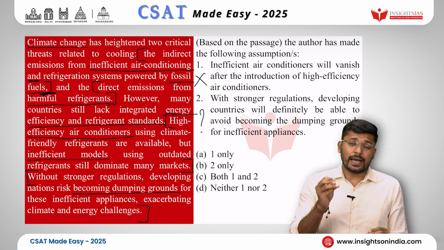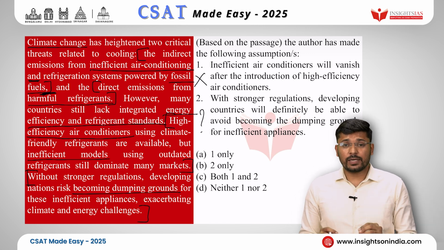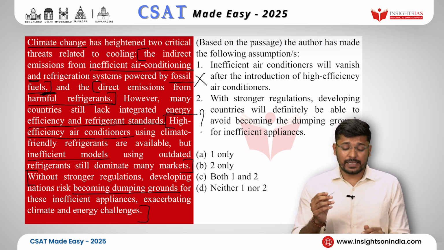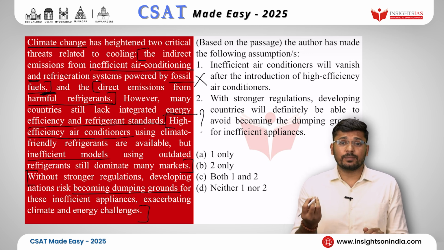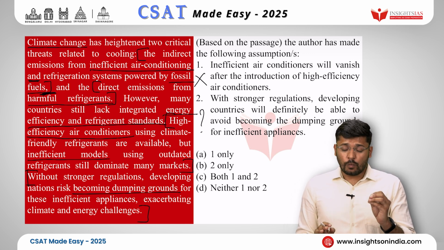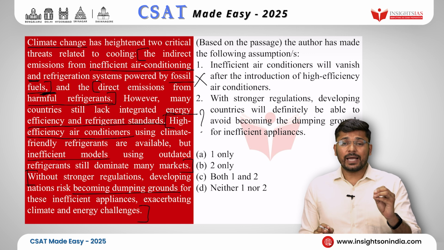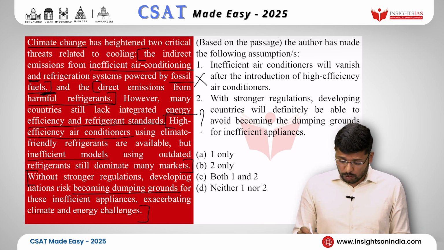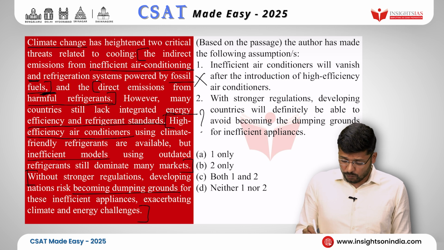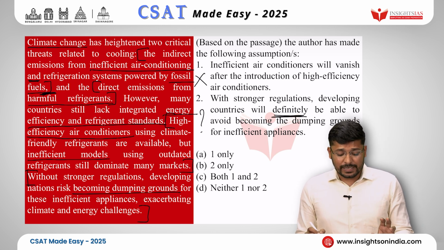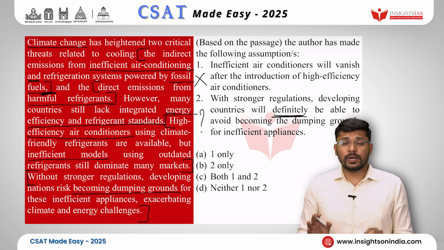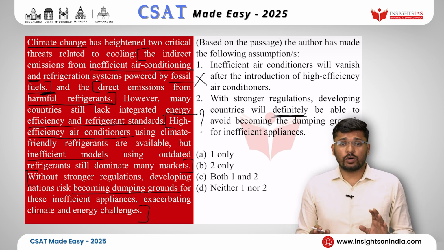So has the author assumed that with regulations they will be able to avoid becoming dumping grounds? I think he has assumed that there is a good chance that developing countries will be able to avoid becoming dumping grounds if they had stronger regulations. However, we will reject assumption 2 for two reasons. The first thing is the word definitely. The author seems to assume that there is a good chance that developing countries will be able to avoid becoming dumping grounds if there are stronger regulations.